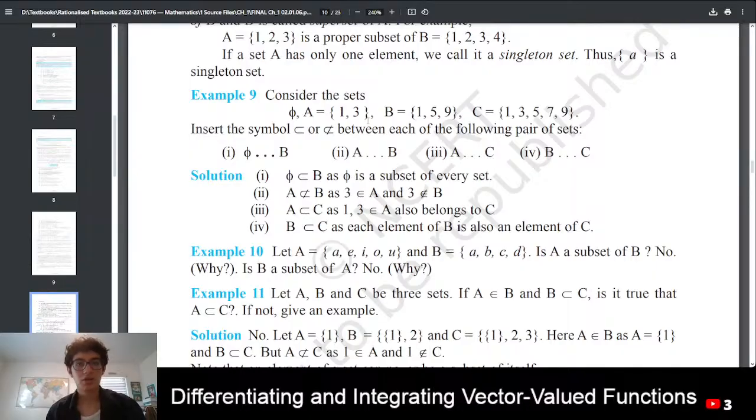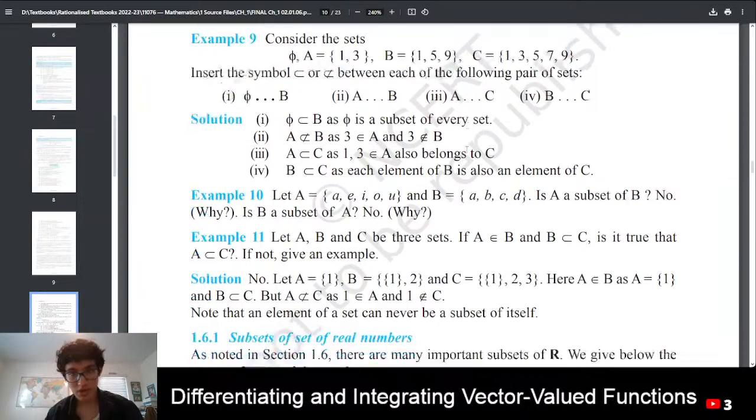Consider the sets phi, A is {1, 3}, {1, 5, 9}, and then {1, 3, 5, 7, 9}. Insert these symbols and try to figure it out. So, obviously, phi belongs to B. A does not belong to P. A does belong to C, and B does belong to C.